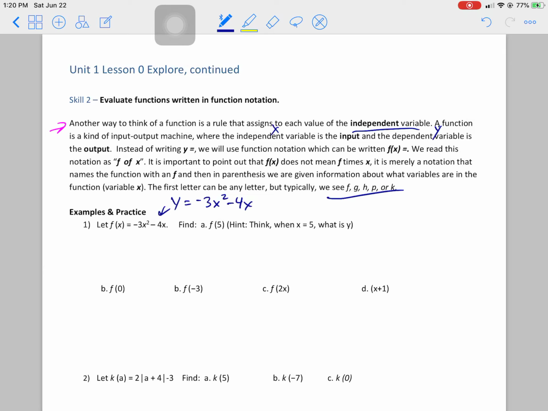Okay, so notice that this is the f function. f of x equals these things, and then right here it says f of 5. So that's the same thing as saying what is y when x is 5. So you can put it in there. Step 1 would be proper substitution. I like to put the parentheses in. I think it helps.